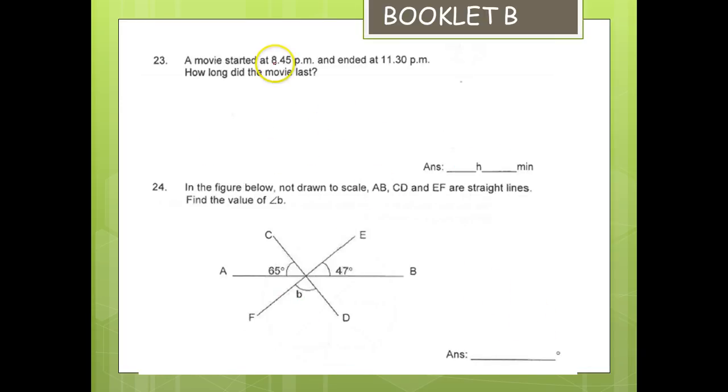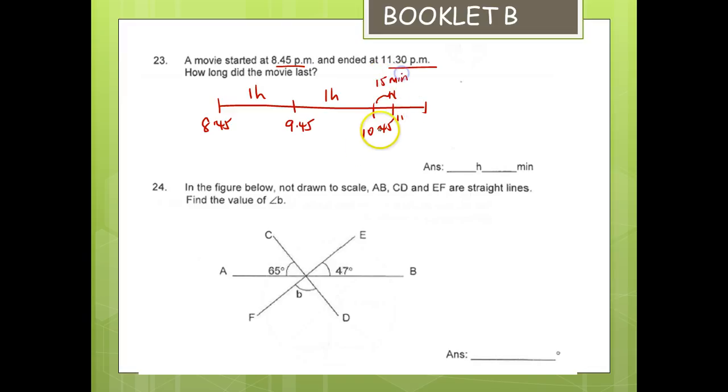A movie starts at 8:45 p.m. and ended at 11:30 p.m. How long did the movie last? So first I know this 8:45, 9:45, 10:45. So it's 1 hour, 1 hour. 10:45 to 11 o'clock.